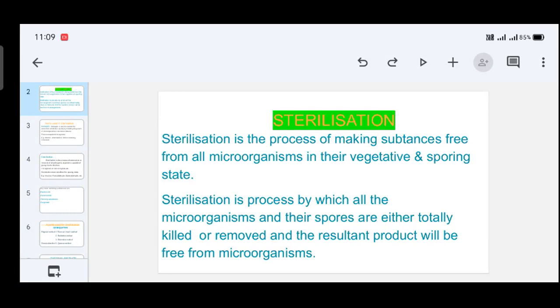Sterilization. Sterilization is the process of making a substance free from all microorganisms in their vegetative and sporing state. Sterilization is the process by which all the microorganisms and their spores are either totally killed or removed, and the resultant product will be free from microbes.